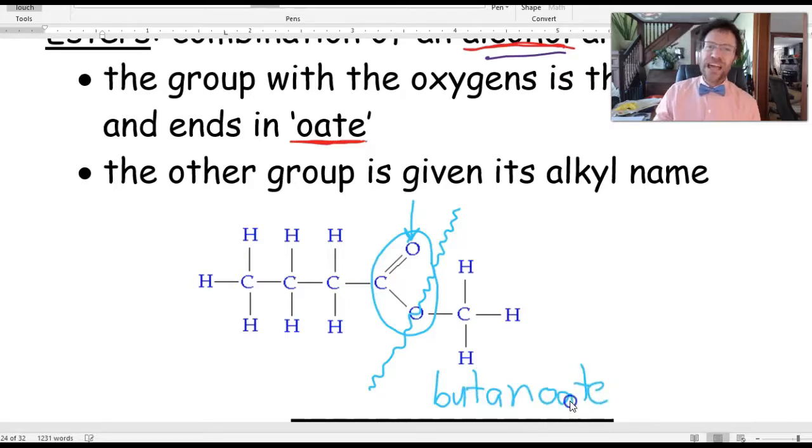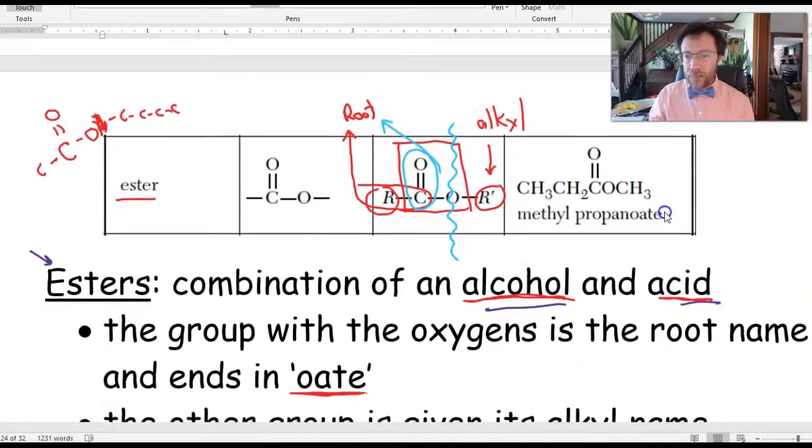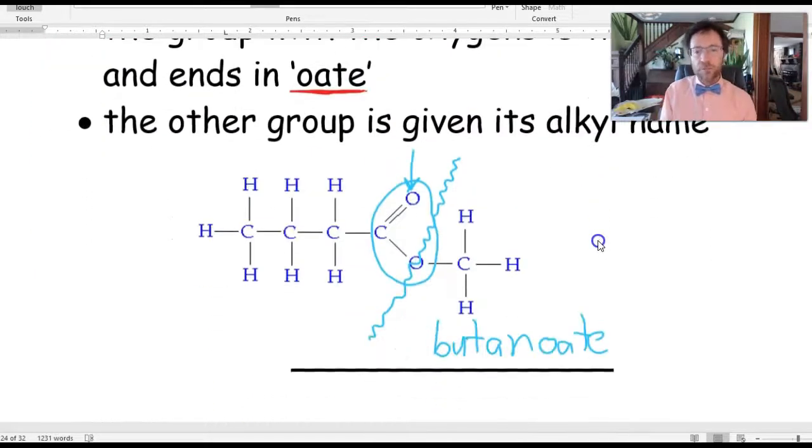Now, how did I know it's going to end with O8? Because back up here, the ending is O8. That's how we're going to use the reference chart to remember the endings. Remember, we're not memorizing, we're using the charts. That's how this is supposed to work. So that's this, butanoate. That's the root.